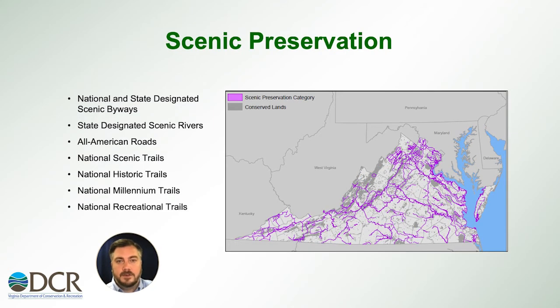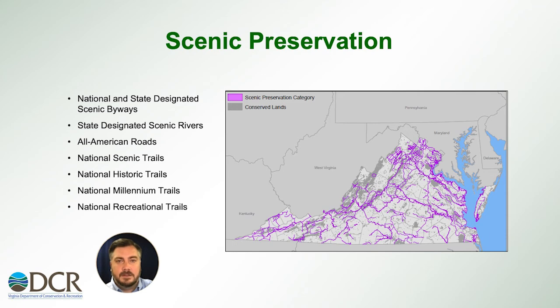The Scenic Preservation category identifies high-priority unprotected lands by mapping national and state-designated scenic byways, state-designated scenic rivers, All-American Roads, as well as national, scenic, historic, millennium, and recreational trails. These mapped resources were buffered by a 200-foot area on either side of the resource to capture high-priority lands in immediate viewsheds.